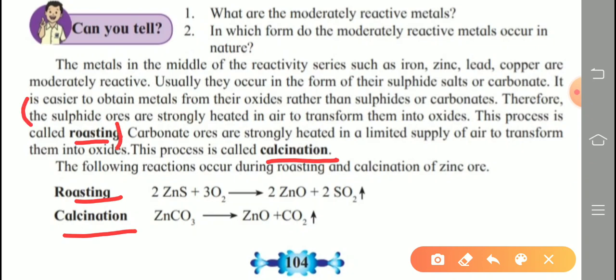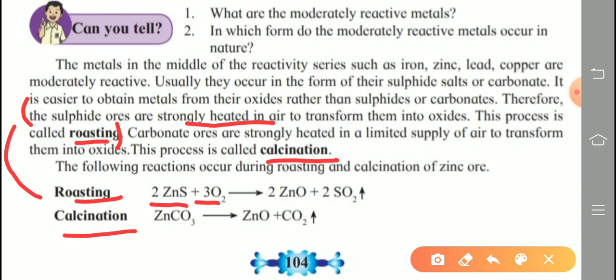Mark the definition of roasting. The sulfide ores are strongly heated in air to transform them into oxide. This process is called roasting. So what is the example given? Now see this example. Roasting. Zinc sulfide reacts with, what is the condition given? Check that. Strongly heated in air means reacting with oxygen.